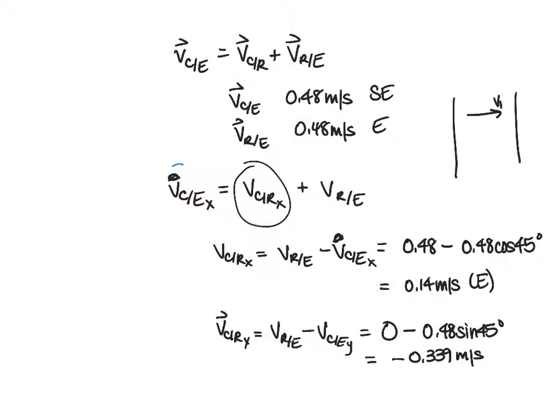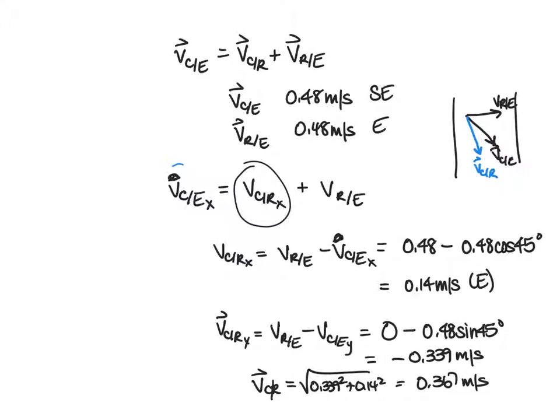And so what this is telling me in my picture, this was the velocity of the river with respect to the Earth, this was the canoe with respect to the Earth, and now it looks like my canoe with respect to the river has a little bit of a positive x component, but a negative y component. But in terms of the magnitude, when I do the Pythagorean theorem, I get 0.367 meters per second, and that's it.